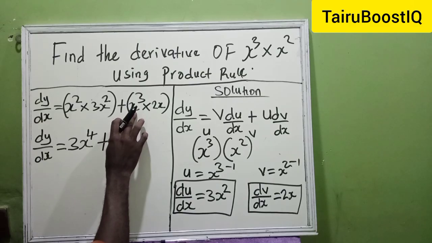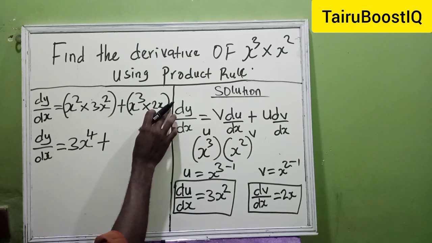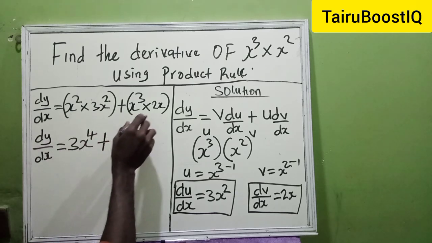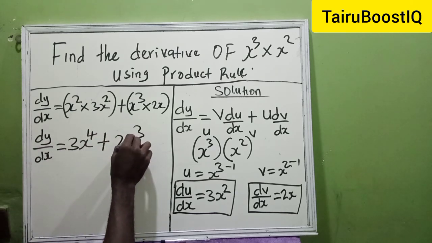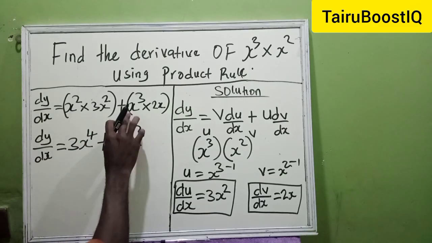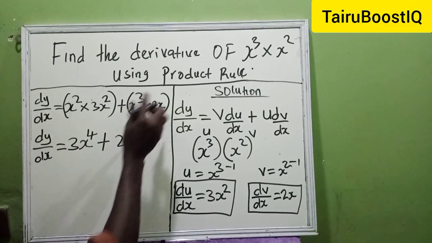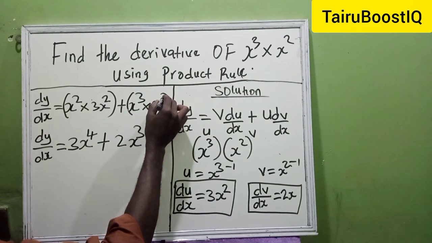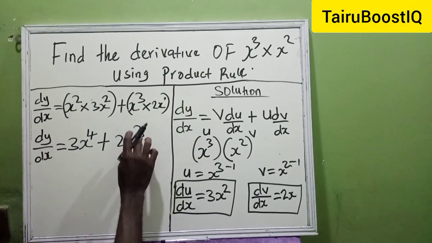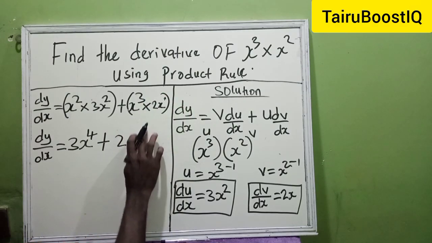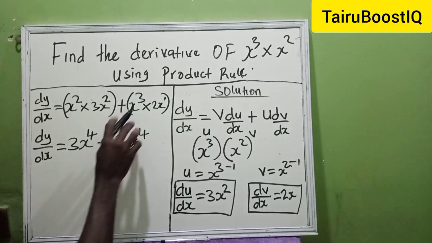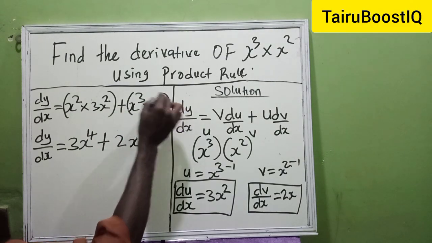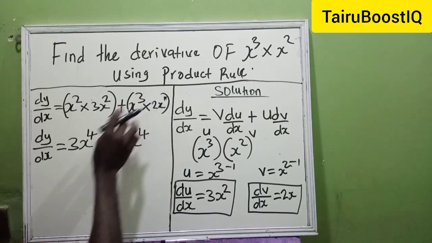Plus, this one we are going to have x raised to power 3 times 2x. Here what we are going to have will now be 2x raised to power 3. How? 1 times 2 is 2. Remember that according to law of indices, this one is carrying invisible power. So here will be raised to power 4. Why? Because we have invisible 1 here. So if the bases are the same, we add the power.